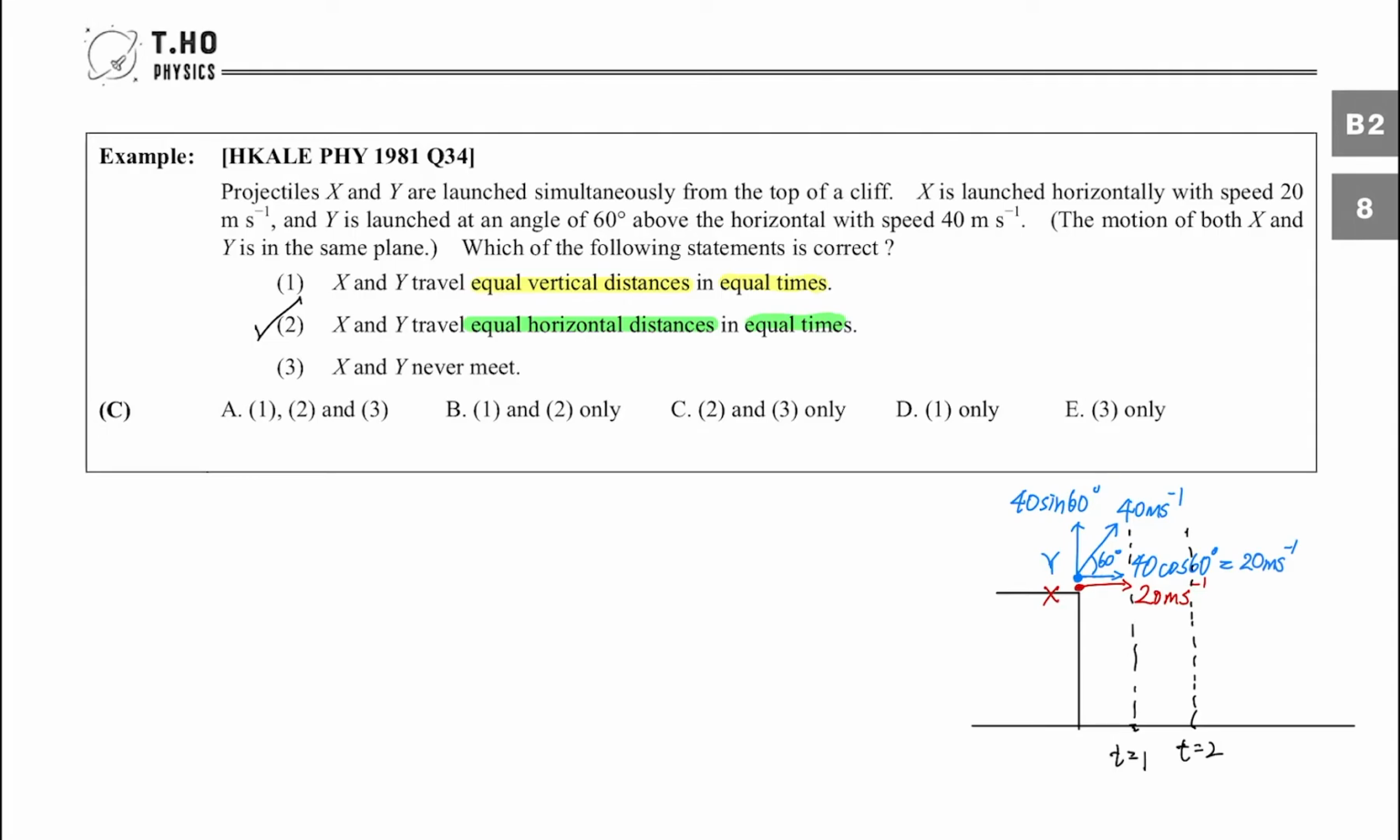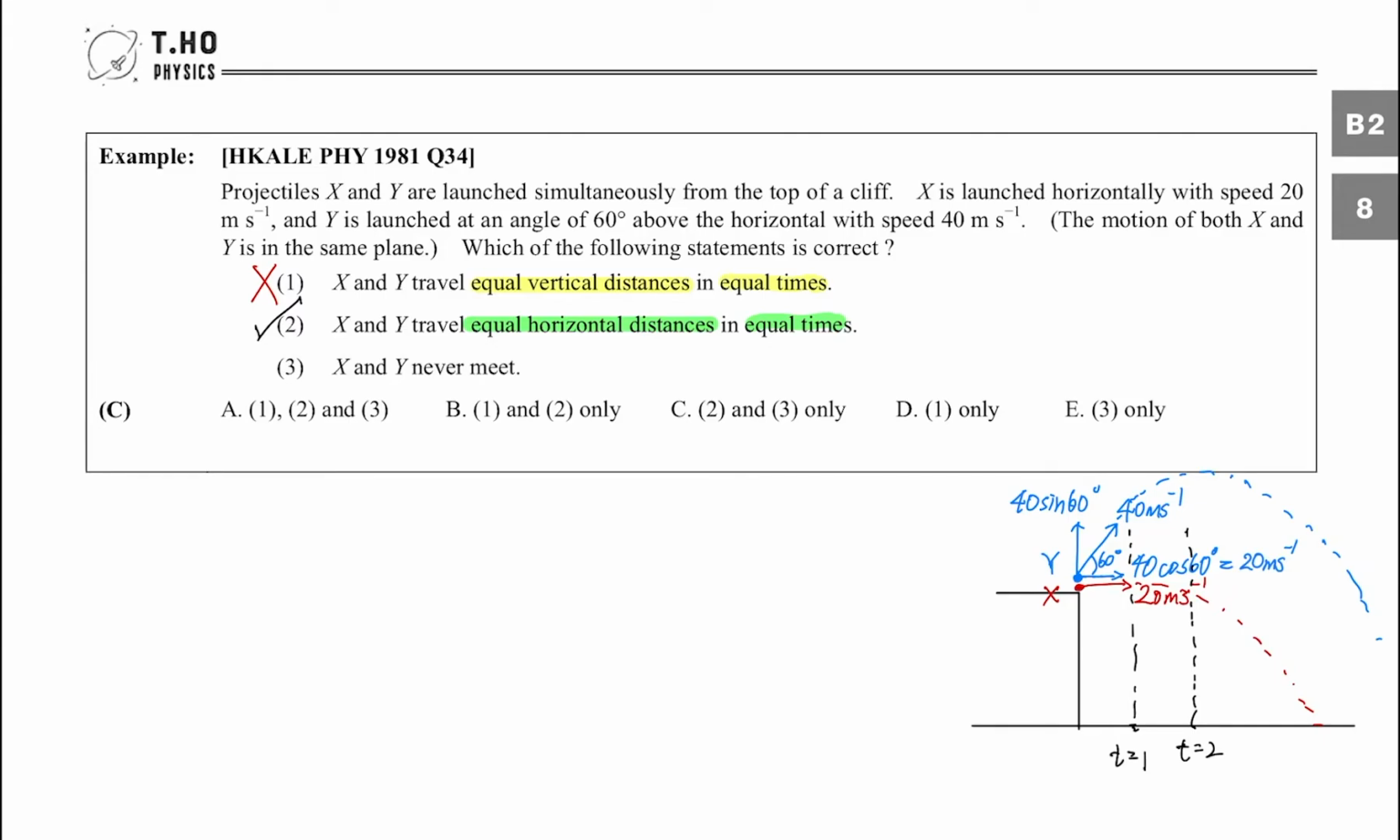For example, if I draw the projectile of X, it will be something like this. And the projectile for Y will be like this. As you can see, let's say for time equals 1, projectile X will go from here to here. So this is projectile X. Whereas projectile Y would go to here. So this is projectile Y after 1 second. So as you can see, Y has gone up, but X remains at the same level. So statement 1 is incorrect.